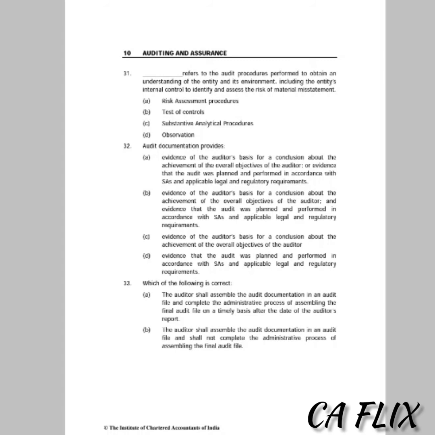Answer is option B. Evidence of the auditor's basis for a conclusion about the achievement of the overall objectives of the auditor, and evidence that the audit was planned and performed in accordance with SAs and applicable legal and regulatory requirements. Question 33. Which of the following is correct?